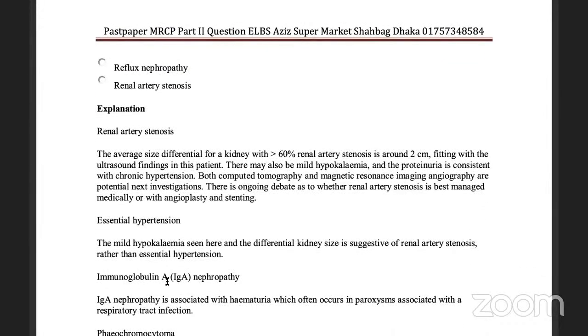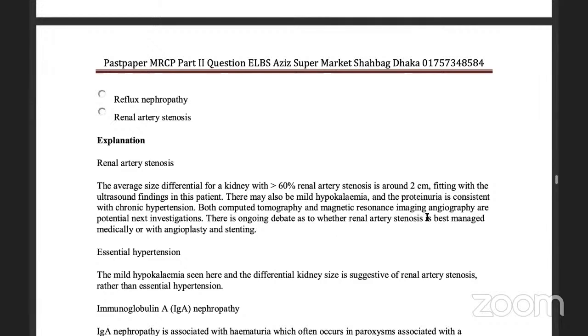The average size difference for a kidney with 40-60% renal artery stenosis is around 2 centimeters, fitting with this ultrasound finding in these patients. There may also be mild hypokalemia and proteinuria consistent with chronic hypertension. Both CT and MRI angiography are potential next investigations. There is ongoing debate about whether renal artery stenosis is best managed medically or with angioplasty and stenting.